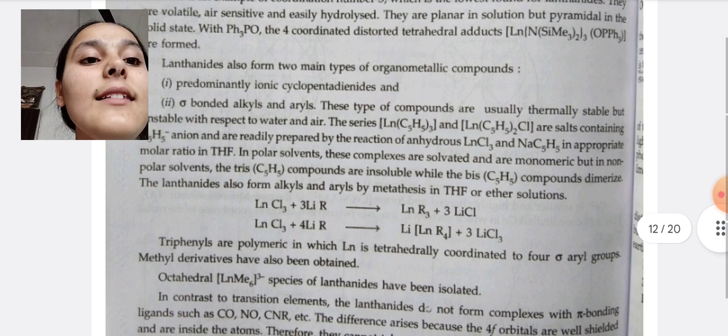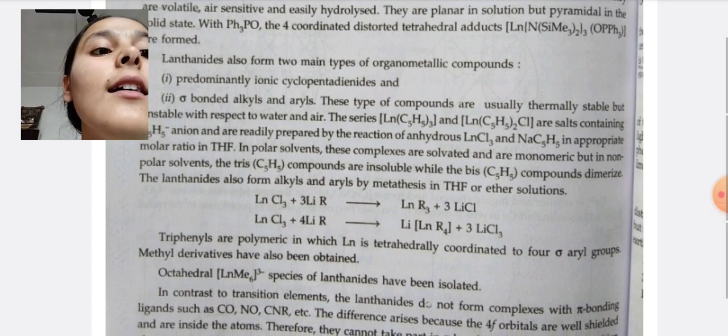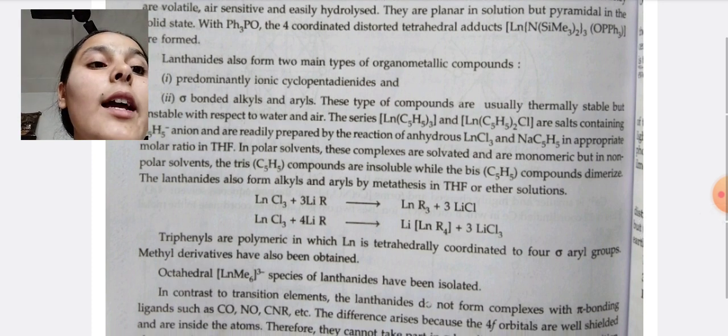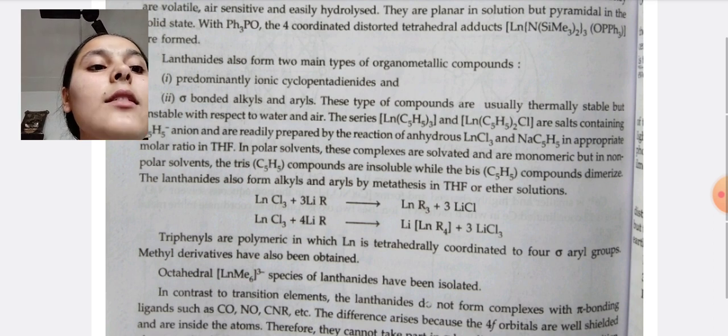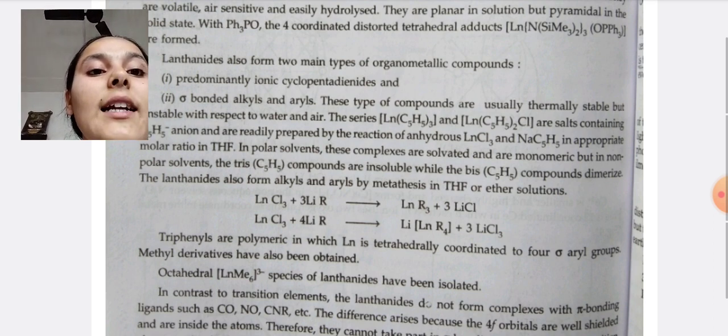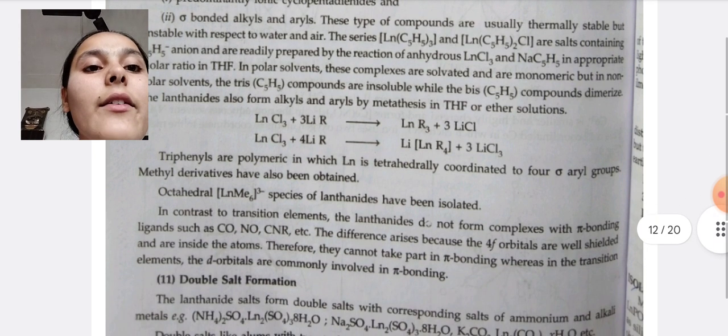The lanthanides also form alkyls and aryls by metathesis in THF or ether solution. LnCl3 plus 3 LiR gives LnR3 plus 3 LiCl. LnCl3 plus 4 LiR gives LnR4 plus 3 LiCl. Triphenyls are polymeric, in which Ln is tetrahedrally coordinated to 4 sigma aryl groups. Methyl derivatives have also been obtained. Octahedral species of lanthanides have been isolated.